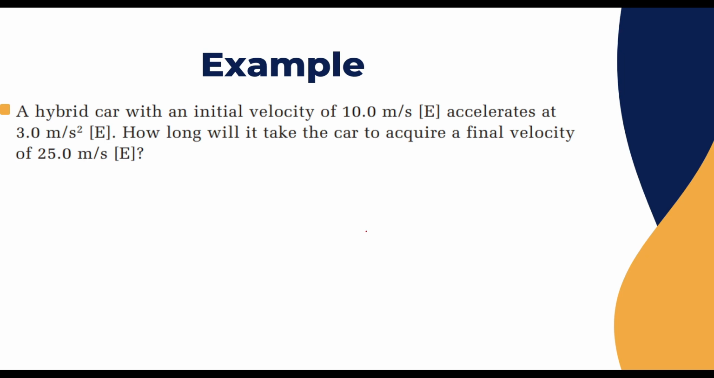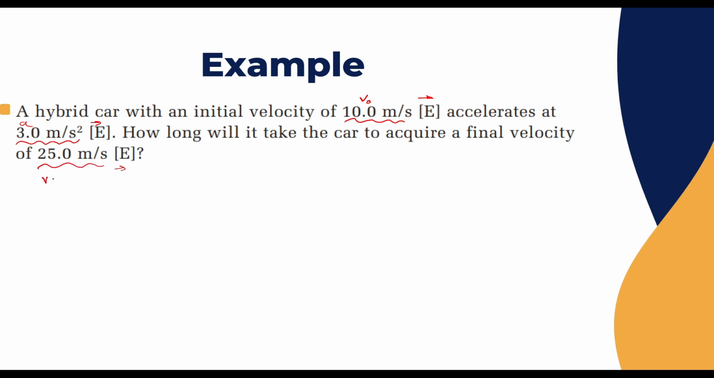Let's take another example. You have a hybrid car with an initial velocity of 10 meters per second east. It means it's going east, so it's a positive value. That's the v naught, or initial velocity. It accelerates at 3 meters per second squared. Since it says it accelerates, this is the acceleration, and from the units you can tell it is an acceleration to the east, so it's a positive value. How long will it take the car to reach the final velocity of 25 meters per second east?